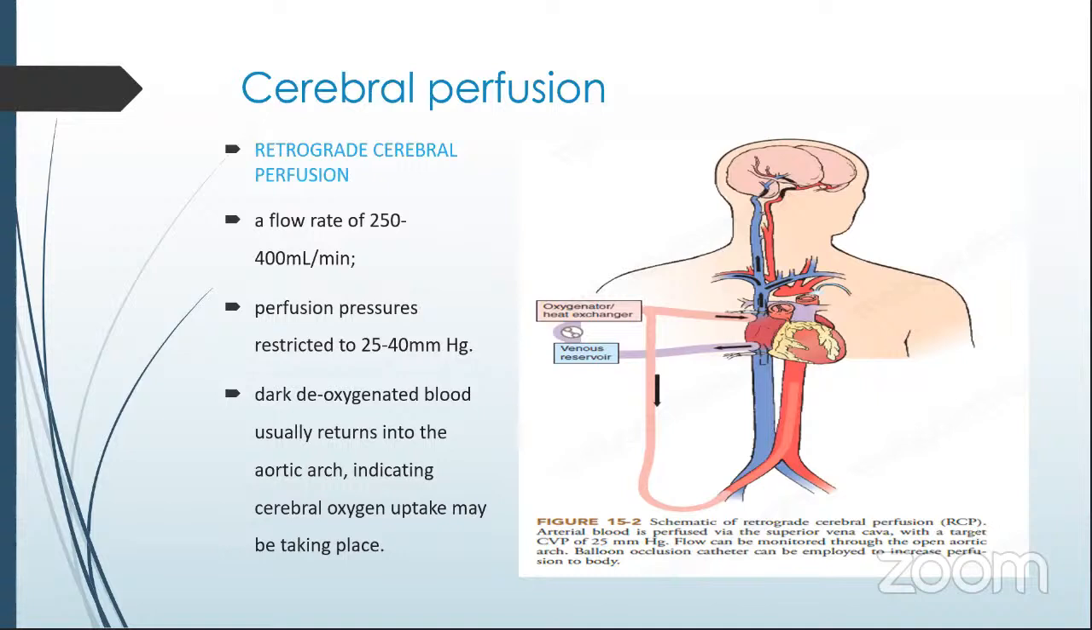How do you know that we are perfusing the brain successfully? We will have dark deoxygenated blood returning to the aortic arch. This will indicate a good cerebral oxygen uptake. This is the retrograde cerebral perfusion. It is important to know the flow rate of the retrograde cerebral perfusion, the perfusion pressure, and how to know that you have maintained the cerebral perfusion.